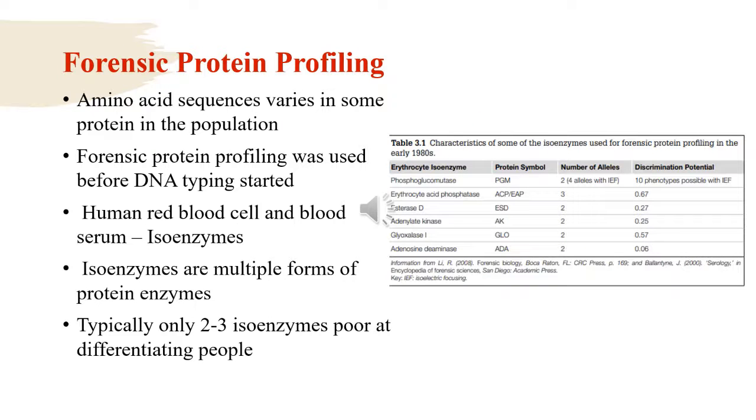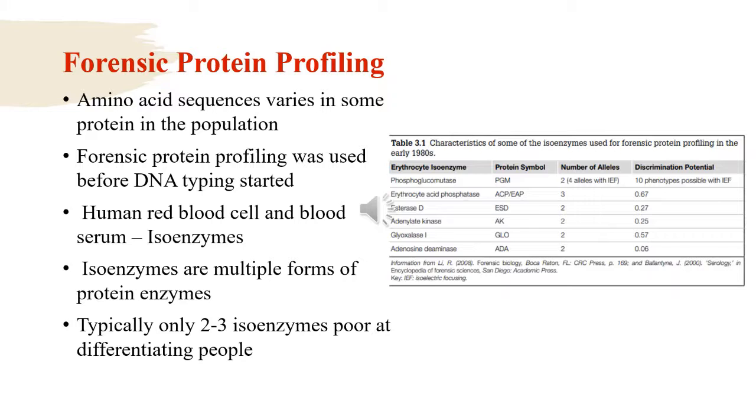In this slide, I'm going to explain about forensic protein profiling. Amino acid sequences in some proteins vary among individuals in the human population. Protein polymorphism in the human genome aided in protein profiling to distinguish between the reference samples and the question sample. Human red blood cell (erythrocyte) as well as blood serum has a number of isoenzymes.